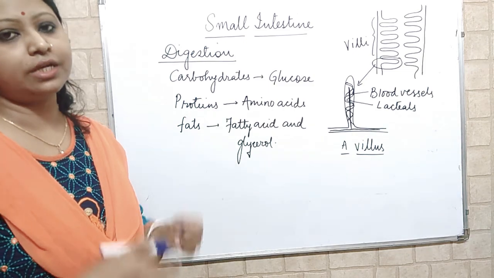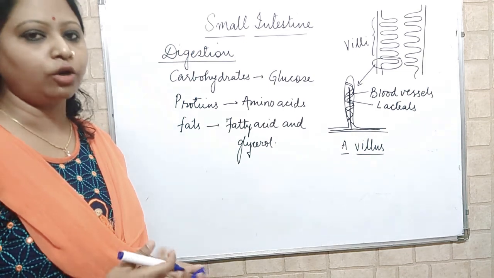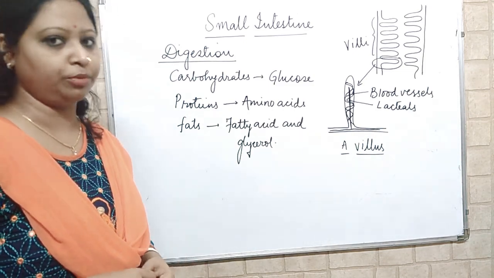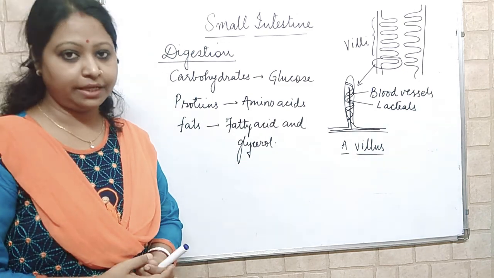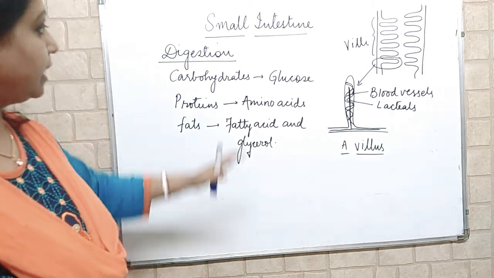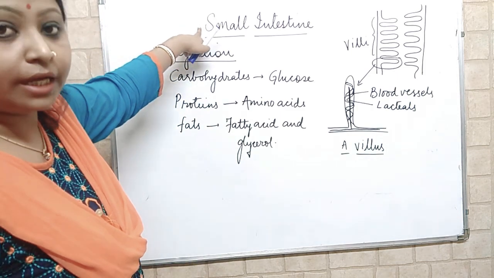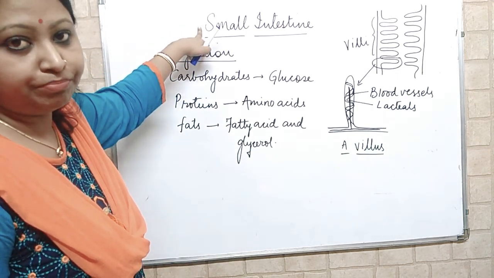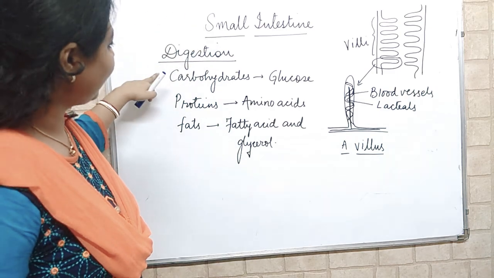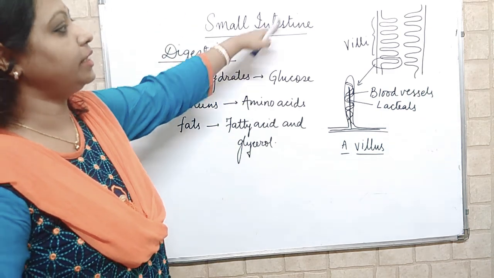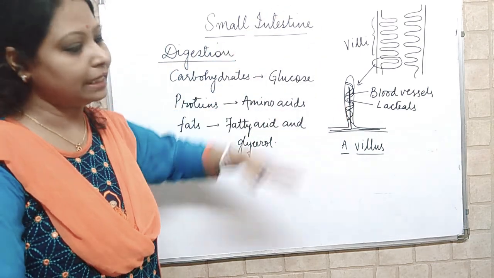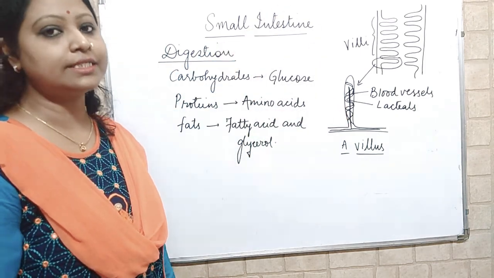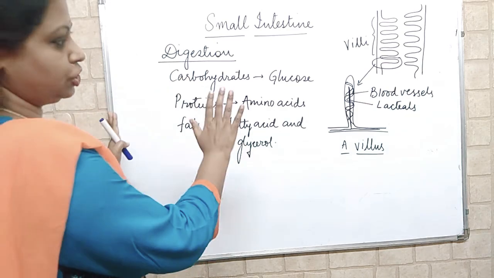Vitamins and minerals are already in simpler form, so they are not digested, they are directly absorbed by the body. Now, where does this absorption process take place? Absorption takes place again in the small intestine only. For digestion, the small intestine produces intestinal juice. The inner lining of the intestine produces intestinal juice, which helps in complete digestion.